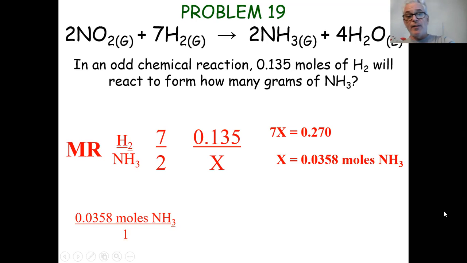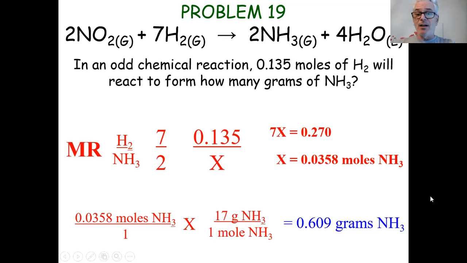Since we've got moles in the numerator, we're going to put the moles in the denominator. The moles will cancel, and we've got a decimal times 17. Not a big number. 0.609 grams of ammonia. 3 significant figures.